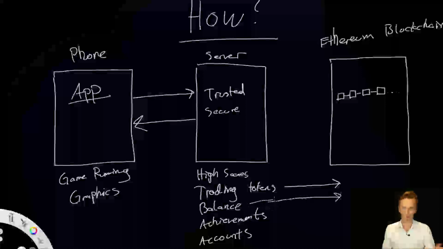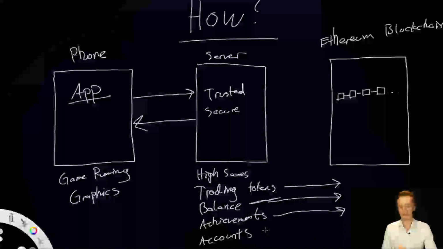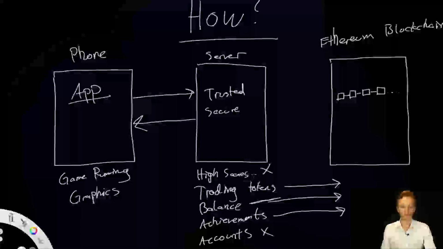A password we should not move to a blockchain, because that would be public, so not a good idea. And high scores might also be in a blockchain, but that is maybe too expensive to store the high scores in a blockchain. We would do it with the financial things and the actual tokens that are associated with achievements, with items, and with trading those items. So they would be stored in the blockchain. But in order to communicate this to the app, there is another communication point here between the server and the blockchain.